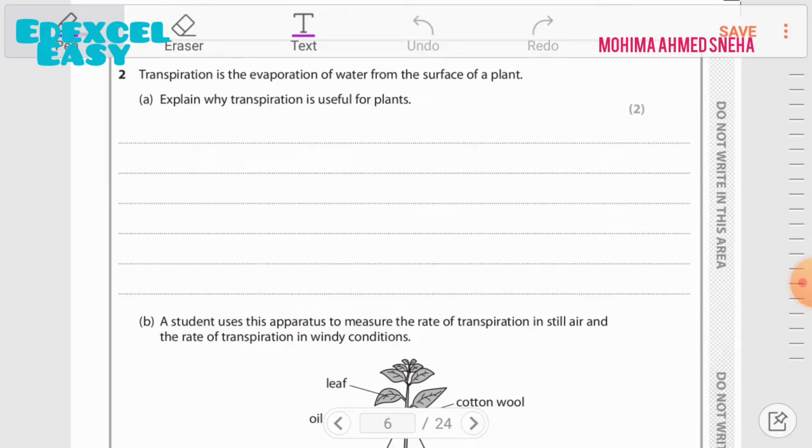And also water is required for photosynthesis inside the leaves, and obviously they get the water inside the leaves due to the transpiration pull from the roots. So now let's write it down. It pulls water up to the leaves so they can be used for photosynthesis.